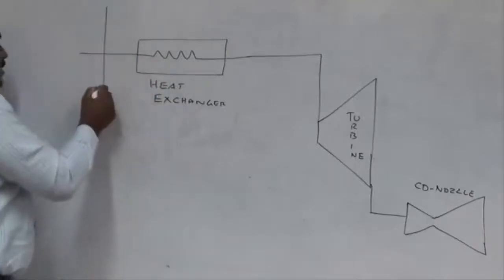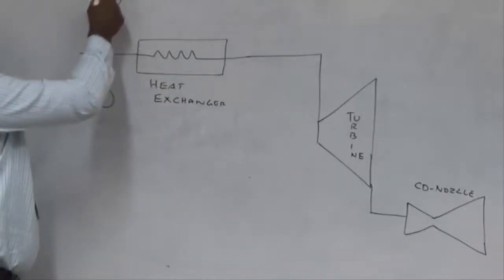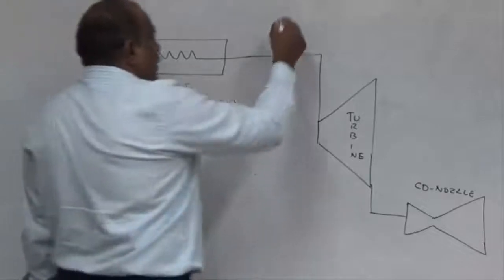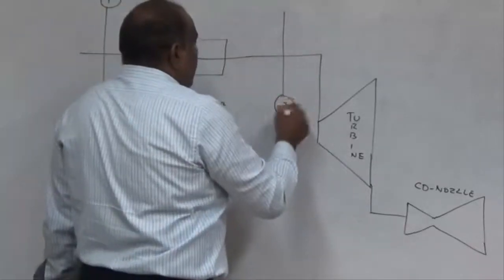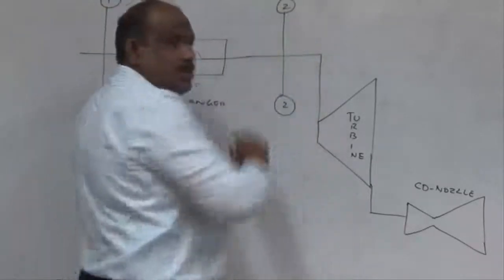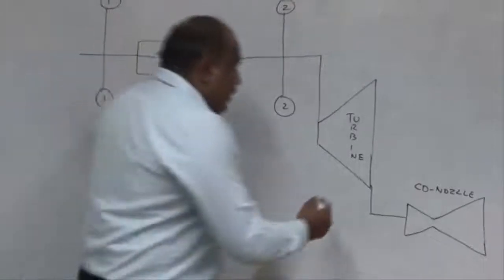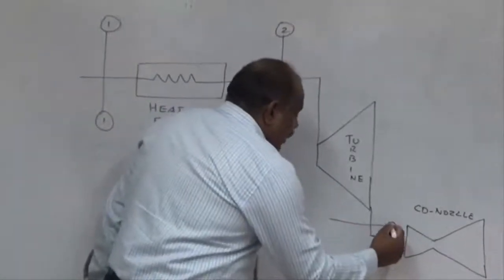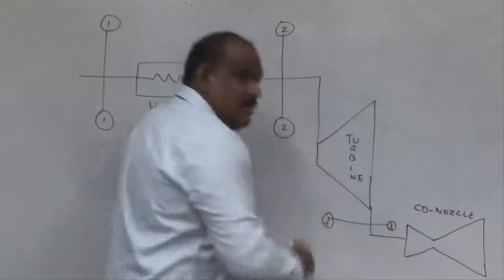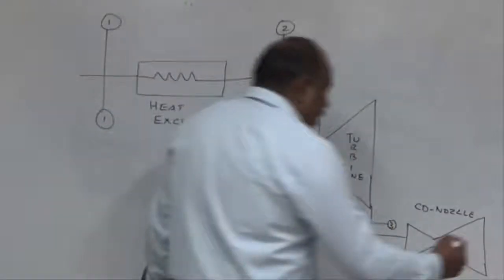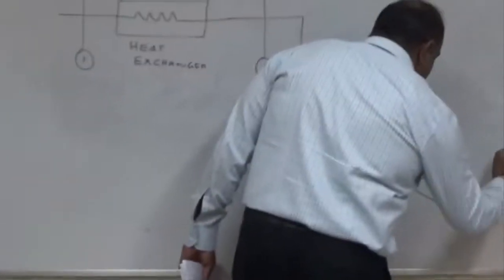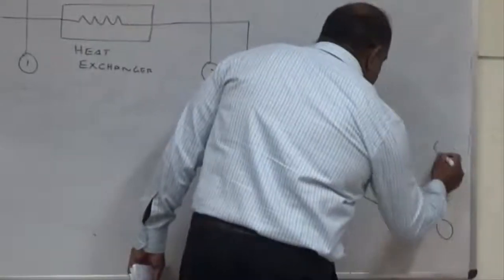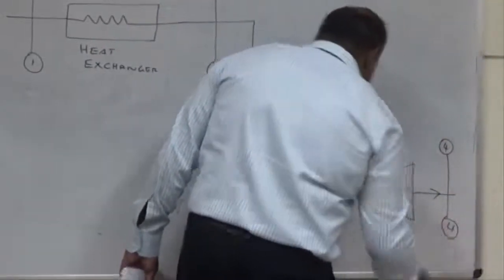The inlet to the heat exchanger let us indicate by 1, and the exit of the heat exchanger, or the inlet of the turbine, is designated as 2. The exit of the turbine, or the inlet of the nozzle, is designated as 3, and the exit of the CD nozzle is called 4.